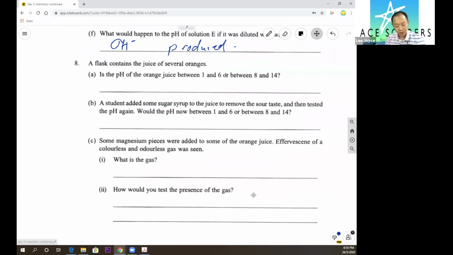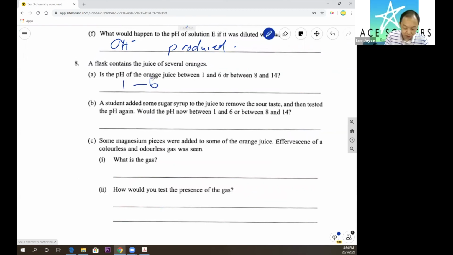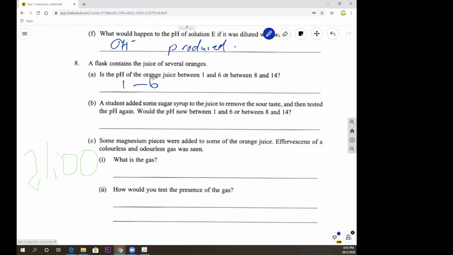Okay, so a flask contains juice of several oranges. Orange juice, is it between 1 to 6 or 8 and 14? 1 to 6. Yeah. Okay, so someone put sugar in the juice to remove the sour taste and then tested the pH. Is it 1 to 6 or 8 to 14? 1 to 6.